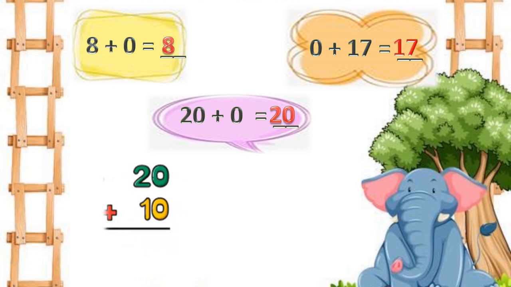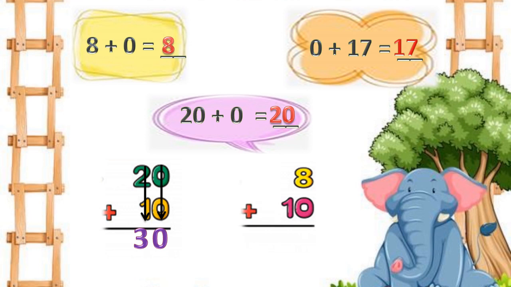The next one is 20 plus 10. First we want to add 0 plus 0. We will get 0. Then 2 plus 1. We will get 3. So 20 plus 10 equals 30.